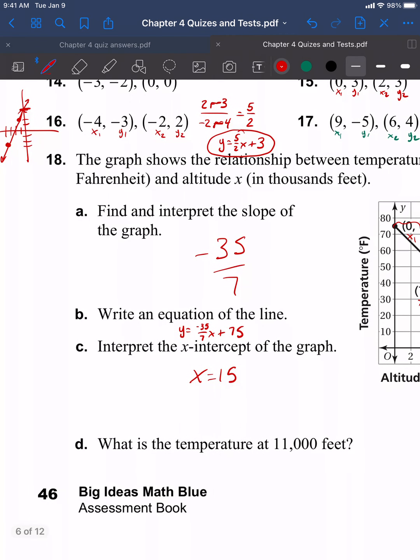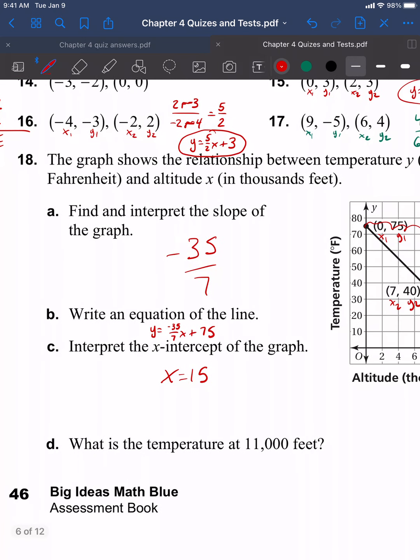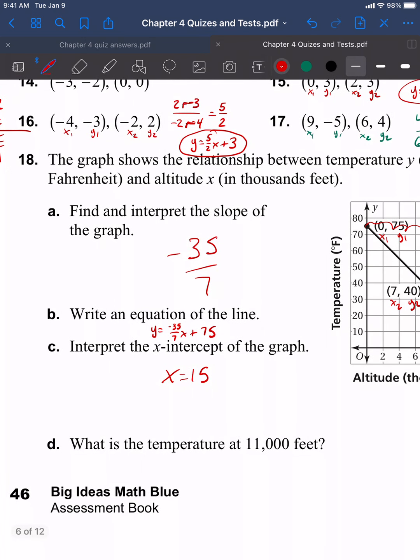What is the temperature at 11,000 feet? This is the question that I crossed off on your test because they asked the same thing, but it was about height. I figured if you can do A, B, and C, you do not need to keep going on and do D. Okay, Ben?